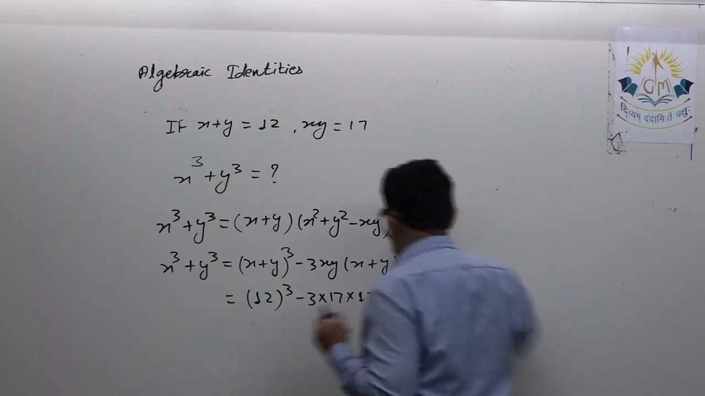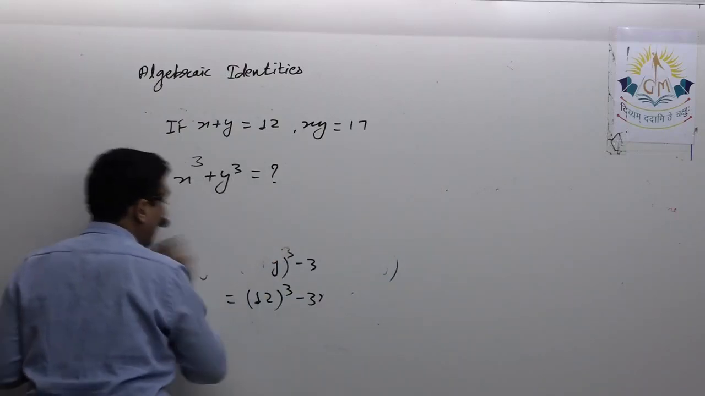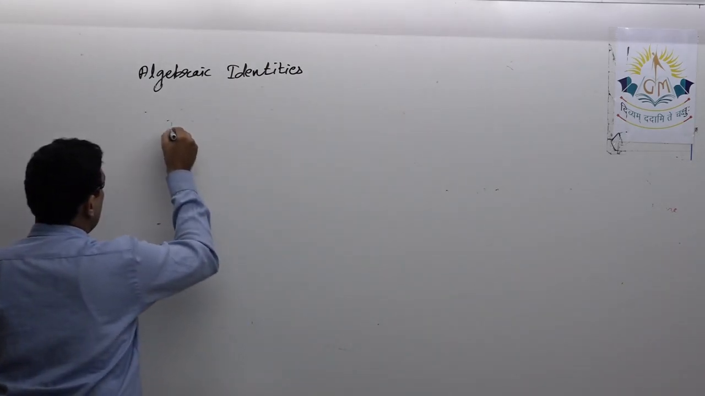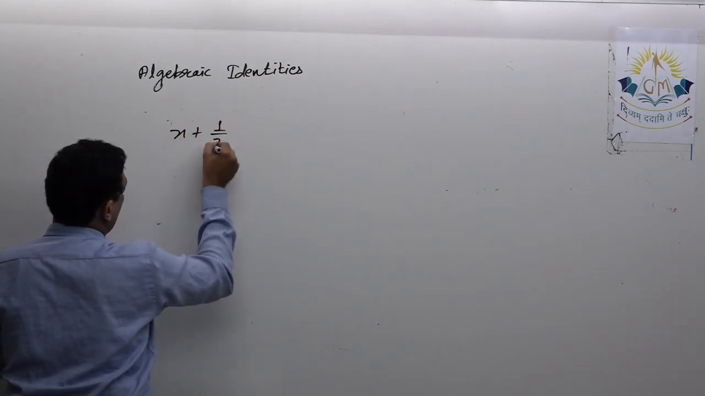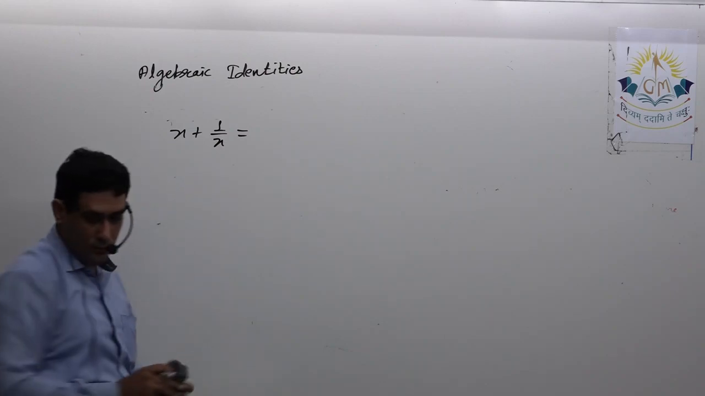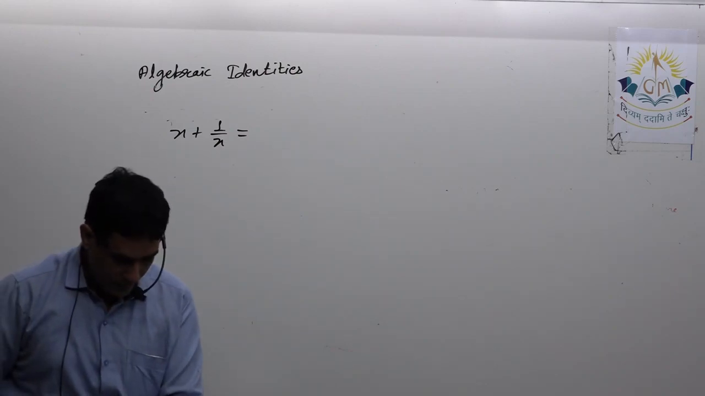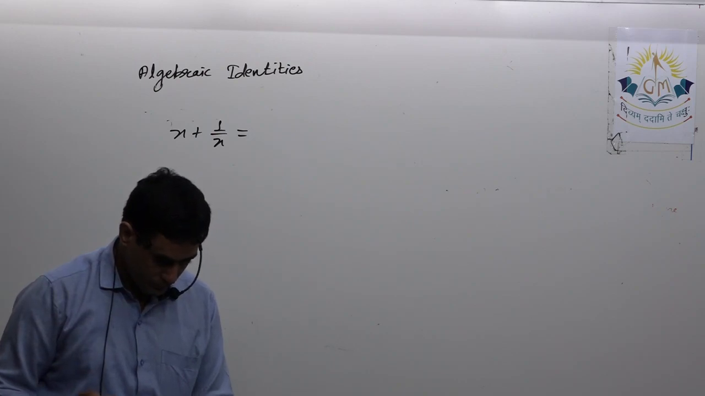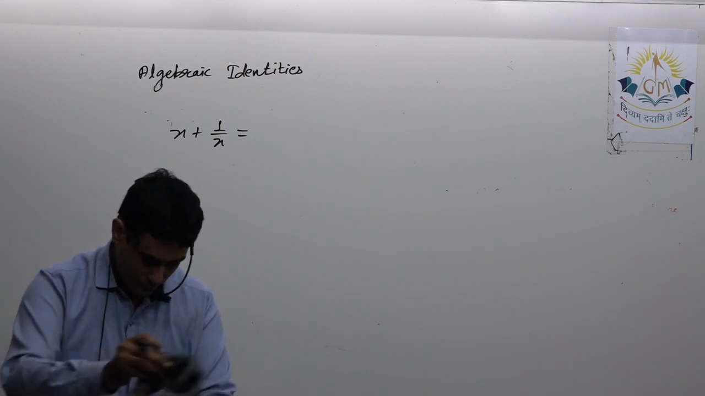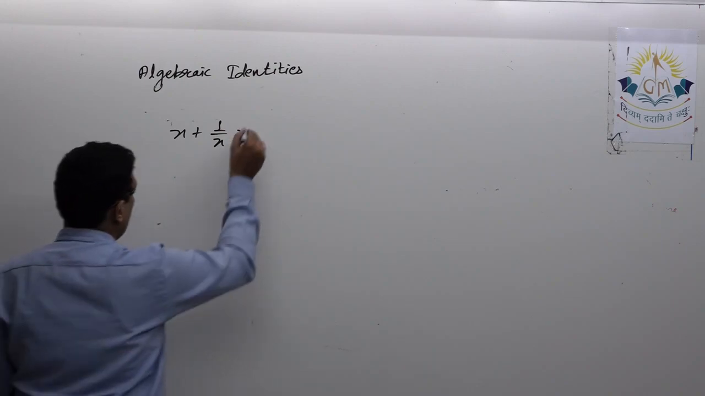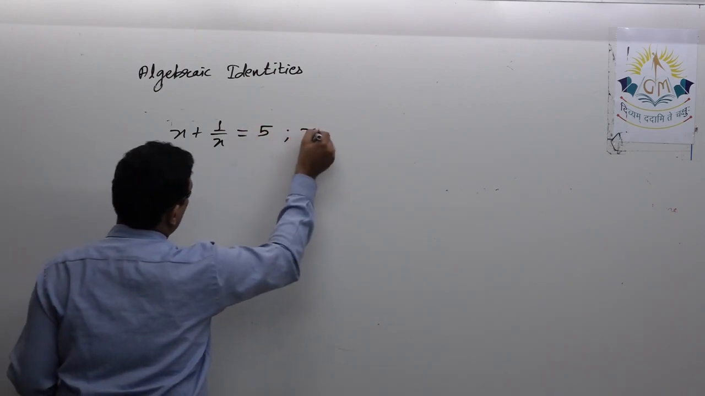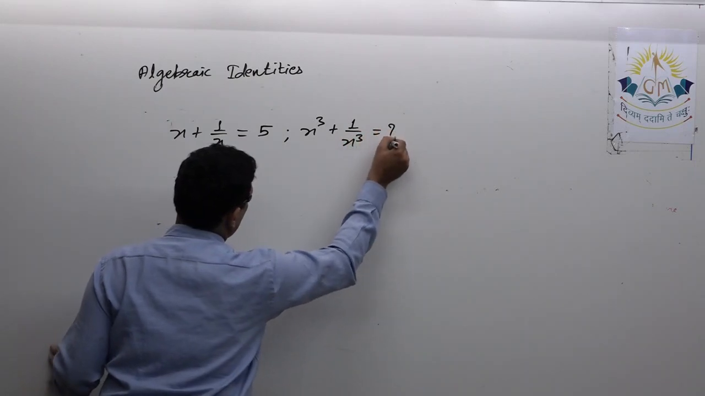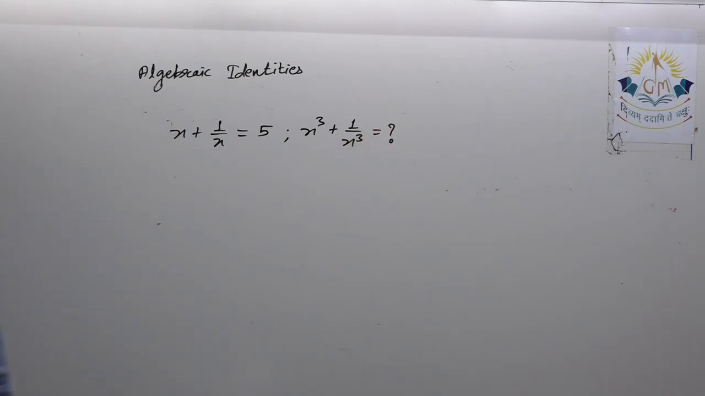Here it is given x plus 1 upon x is equal to 5, and you have to find the value of x cube plus 1 upon x cube. So think for a while, then I will give you its solution.